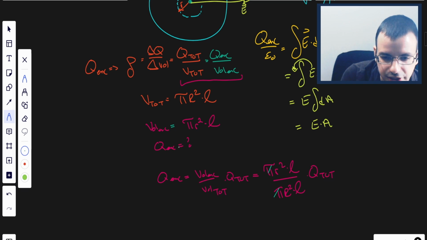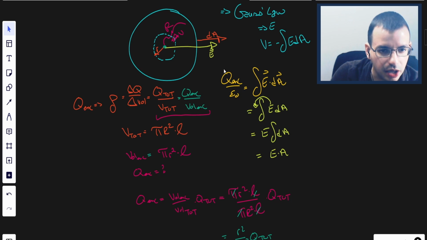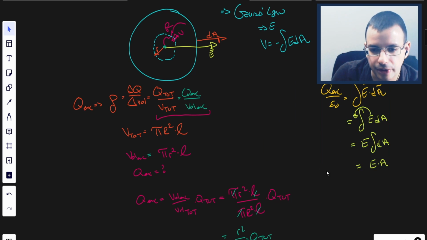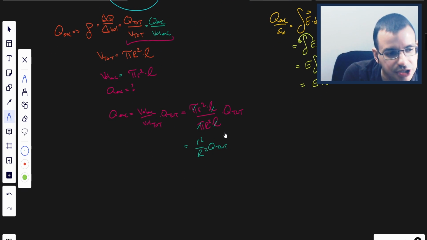Simplifying this, cancel, cancel, cancel, cancel. We get R squared over big R squared times Q total. All right. So now we have everything except for the area of our Gaussian surface, which I didn't talk about yet. I'm going to do this in yellow just to create some sort of link between these two concepts here.